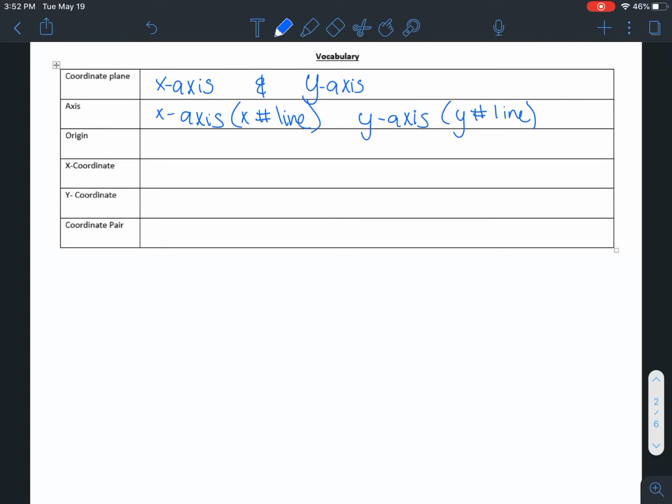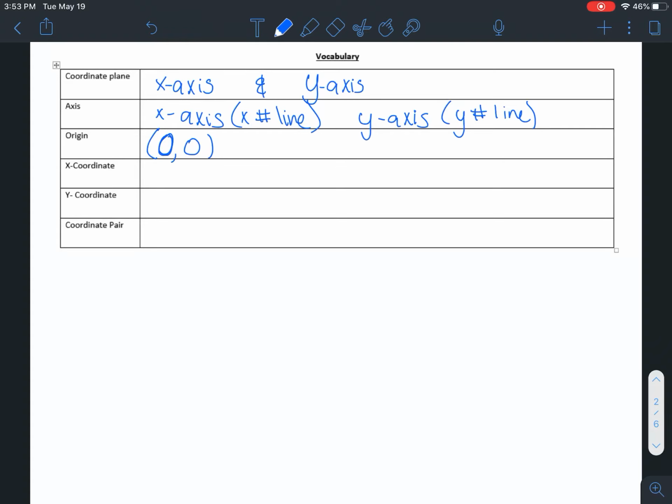We discussed the origin in yesterday's lesson. But when you're referring to the origin on a coordinate plane, you're thinking about the starting point. The origin on a coordinate plane is the position 0, 0. That means it has an x coordinate of 0, and it also has a y coordinate of 0.